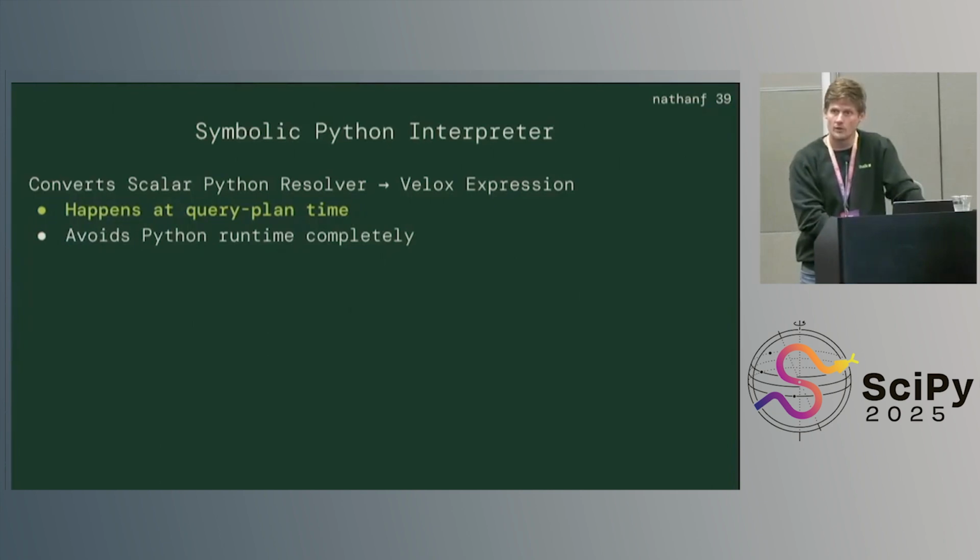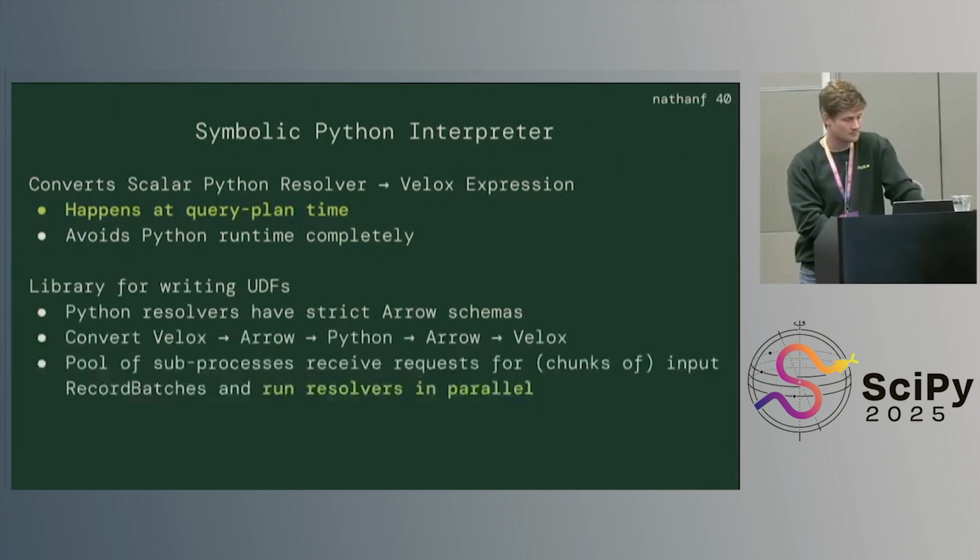So we're never going to run Python. We're never going to acquire the GIL. What we'll do is, because these Python functions express their data dependencies in terms of these feature classes, they have a really strict schema. Under the hood, we're using Arrow for all of this. Velox has its own types, but they're easily convertible to and from Arrow.